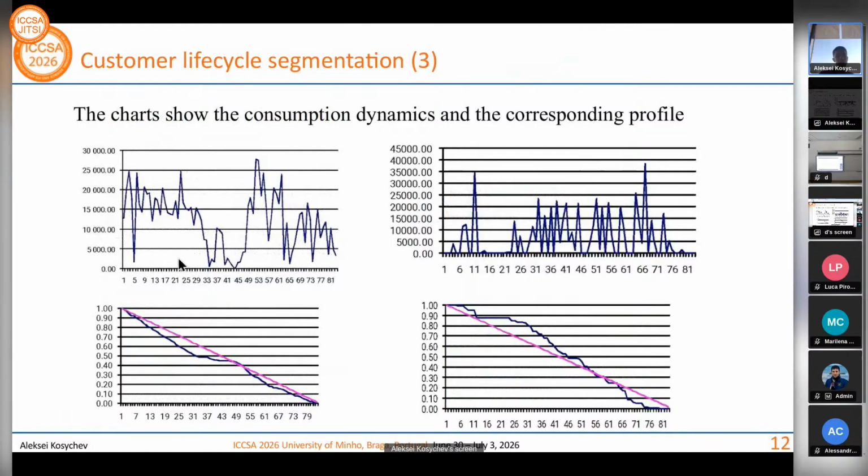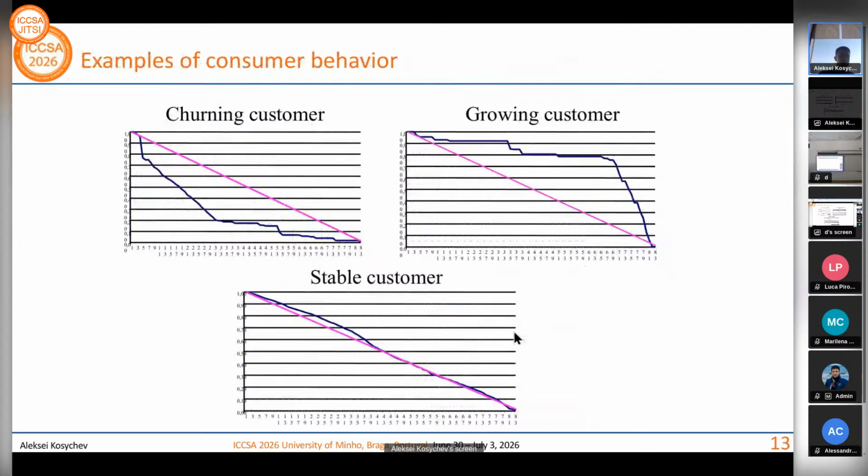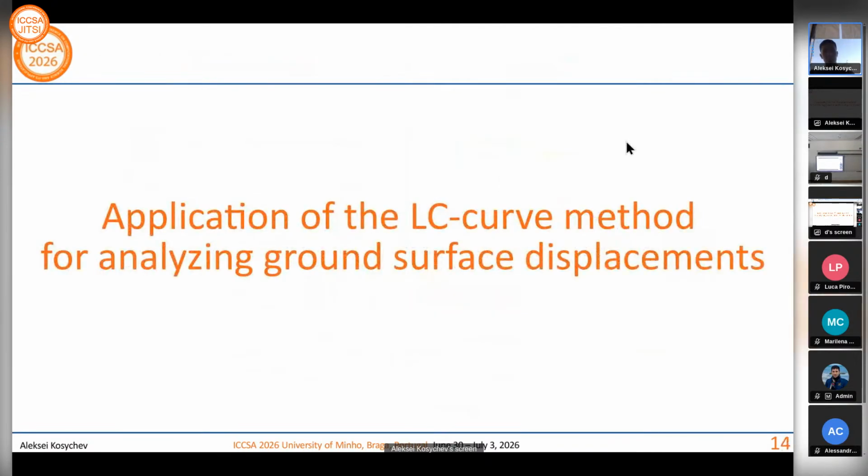We can see that on the left part of the slide, the consumption was a little bit steady in the very beginning, and it started to decline to the half of the time series, which resulted in the life cycle curve going below the level of the diagonal. Contrary to this, on the right side, we can see that in the very beginning of the time series, there was a huge spike, which resulted in the life cycle curve going above the diagonal. Here are some more examples of consumer behavior analyzed by life cycle curve: churning customer, growing customer, and a stable one. So now let's speak more precisely about the application of the life cycle curve method for analyzing earthquakes.